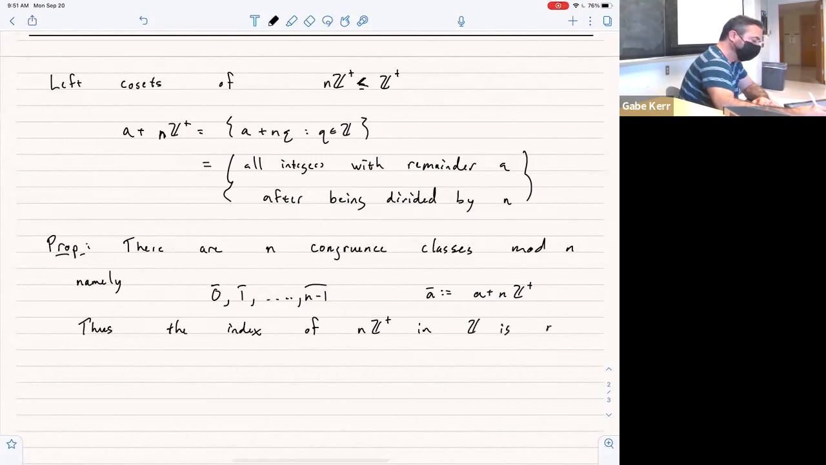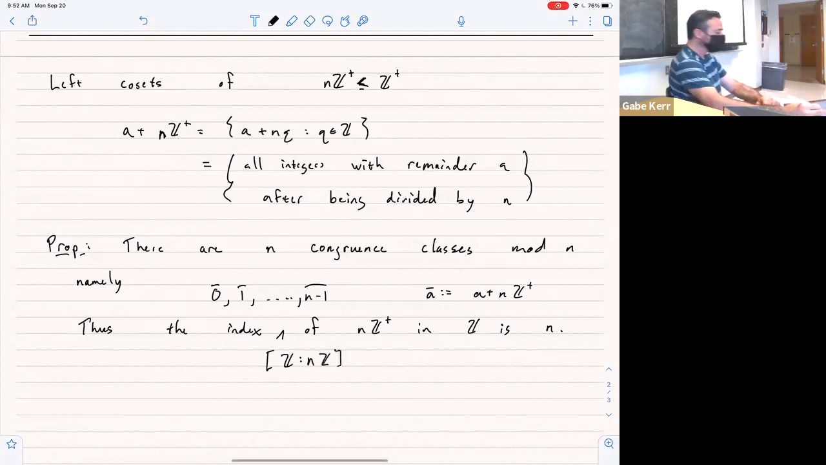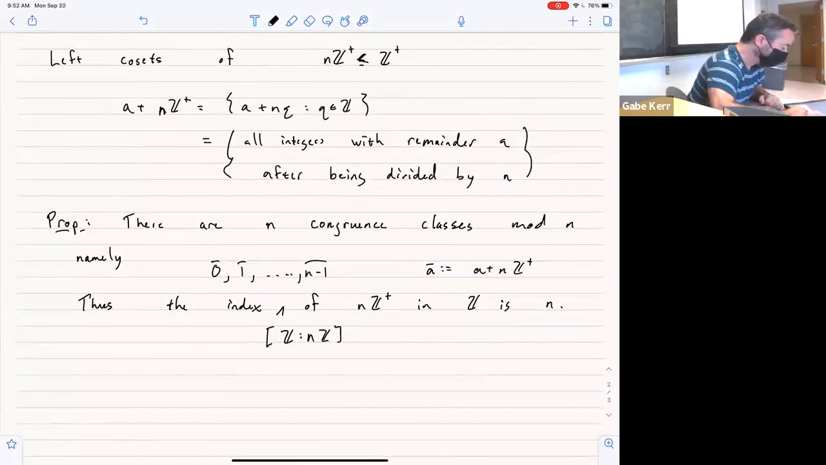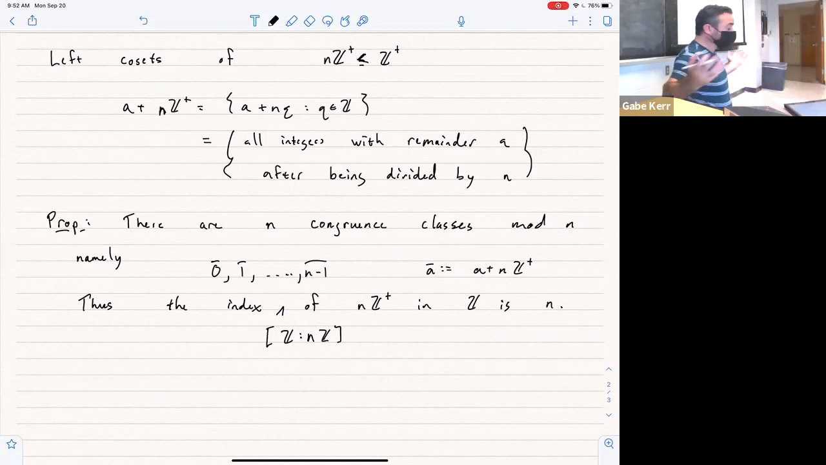This index would be written with the pluses dropped, since you know we're talking about addition. It's the cardinality of the quotient set, or the set of left cosets. The left cosets here are of course the same as the right cosets because we're dealing with abelian groups, so there's no issue here.